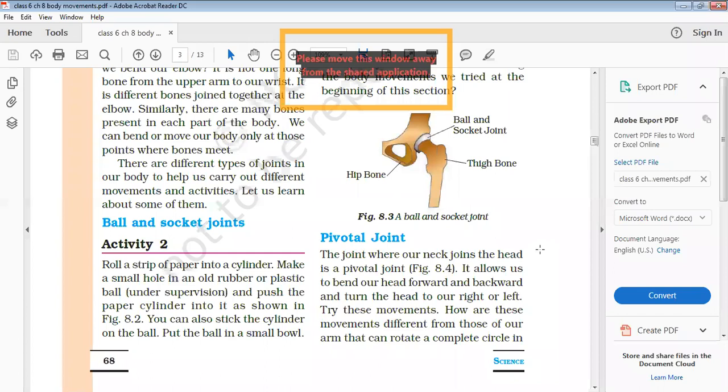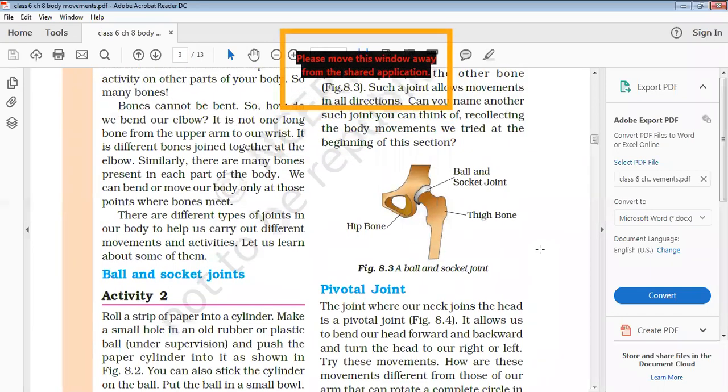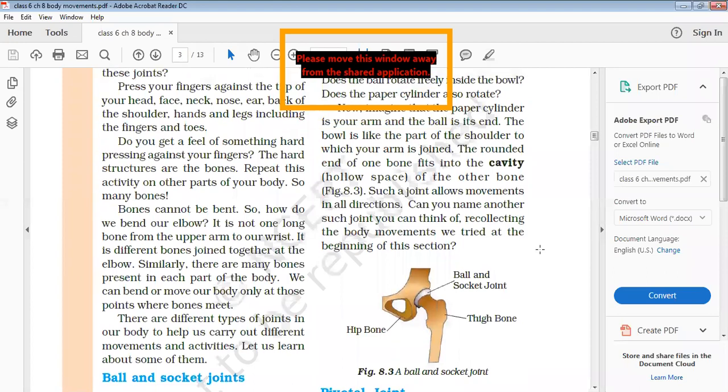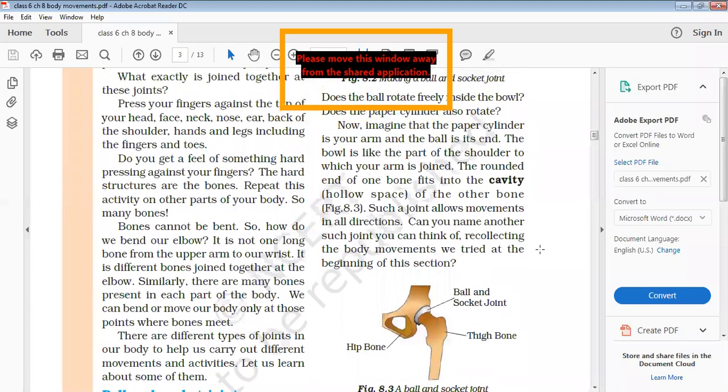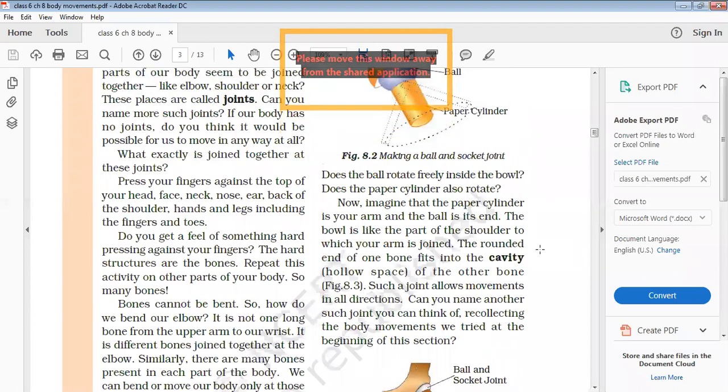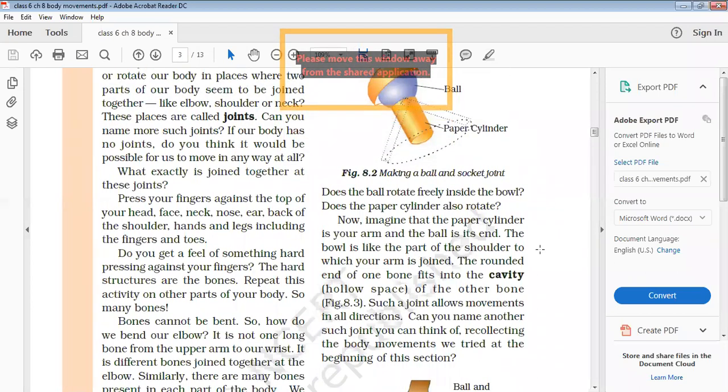What actually does the ball and socket joint mean? Ball and socket joint means the rounded end of one bone fits into the cavity of another bone, and such a joint allows movement in all directions. It is shown in figure 8.2 that you have taken a ball and created a hollow space, and you make a paper cylinder, and that paper cylinder is fitted into that cavity.